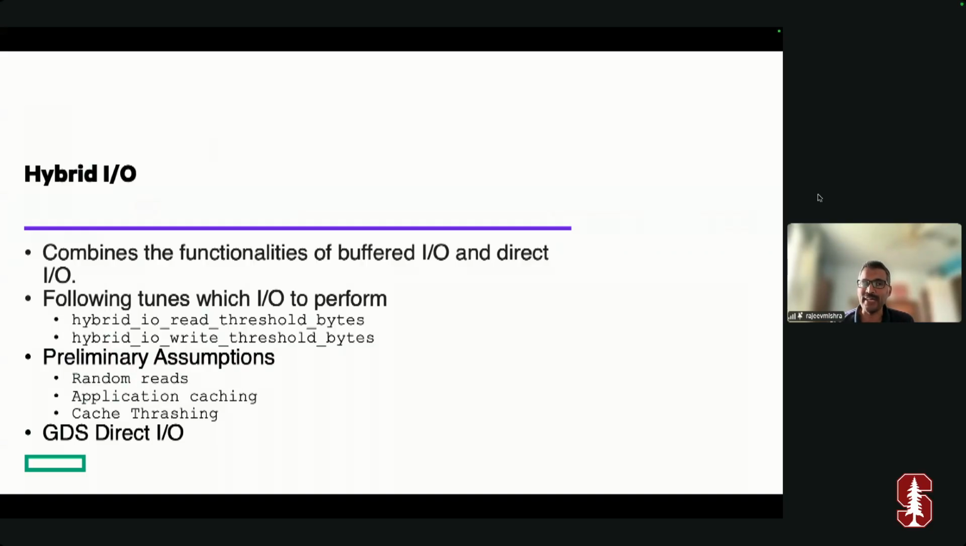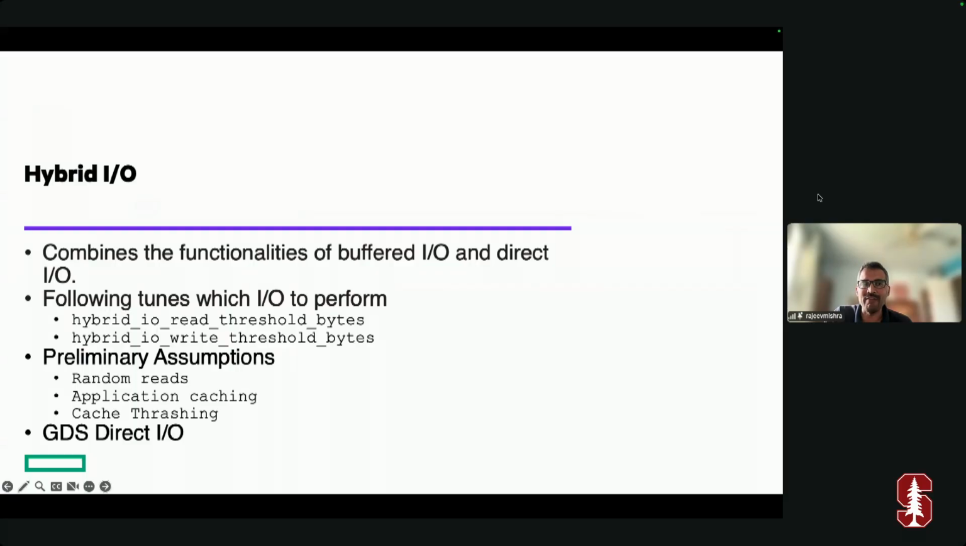Our preliminary assumption was that these workloads might be doing caching and random reads. We were also very much impressed by the GDS direct IO approach. In GDS, you can write data directly from the disk into the GPU memory, and it saves time. So we were thinking, if we use this approach and the application is doing caching, we will save a lot of time when we run this workload.